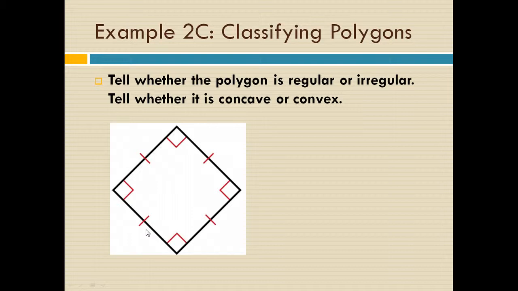Then we have a square. It's turned on its side, but it's still a square. All the sides are equal. All of the corners, all of the angles are equal. The diagonals are clearly on the inside only. So this would be regular and convex.